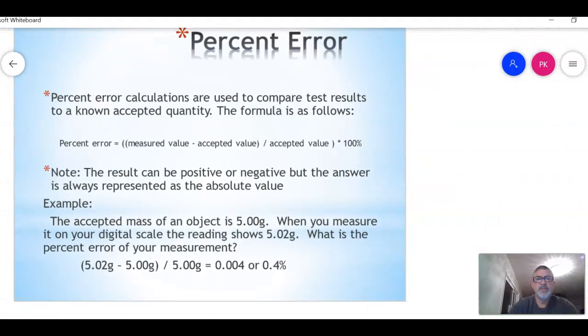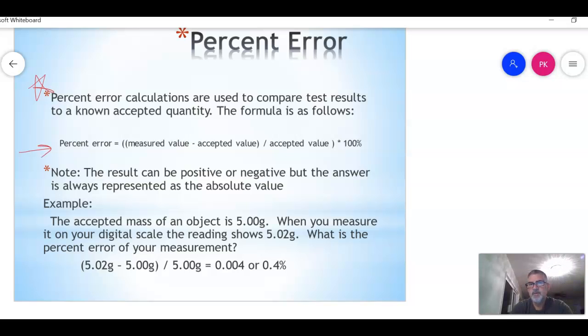Right, percent error. I'll just introduce this. This is in your homework sheet, but we usually do this a lot in chemistry and biology, and it's the way that we show how accurate we are. So percent error calculations are used to compare test results to a known accepted quantity. So for the percent error, make sure you write down this formula somewhere, but I'll continue to remind you on it.